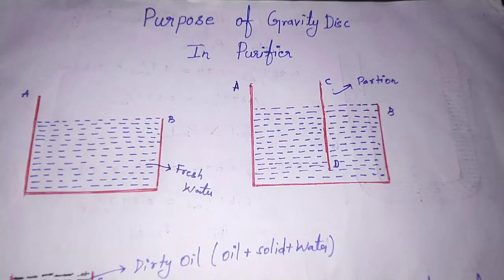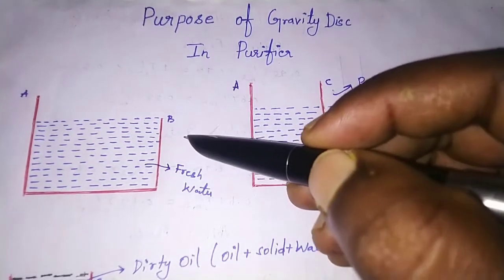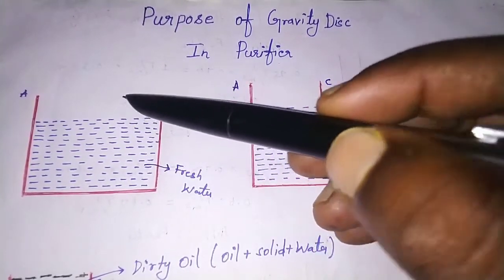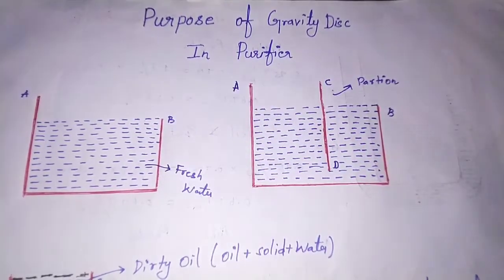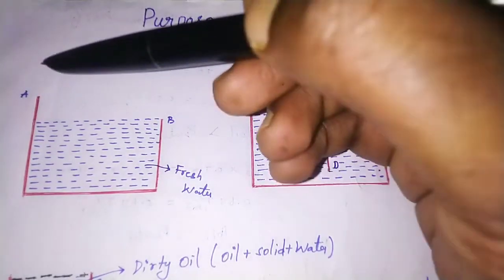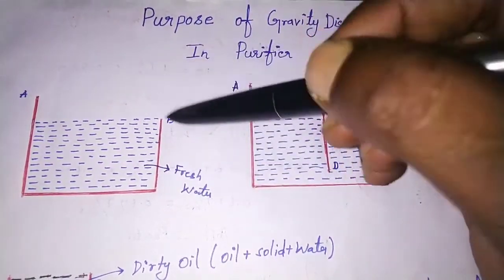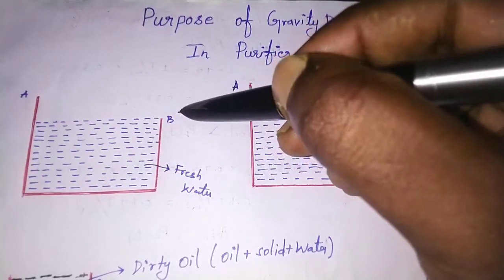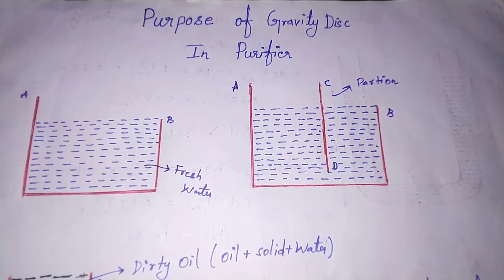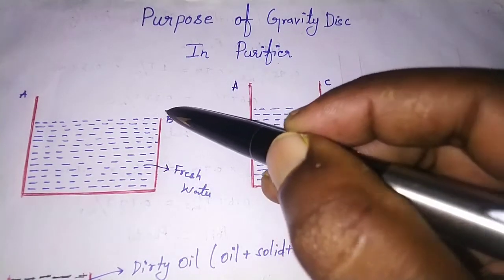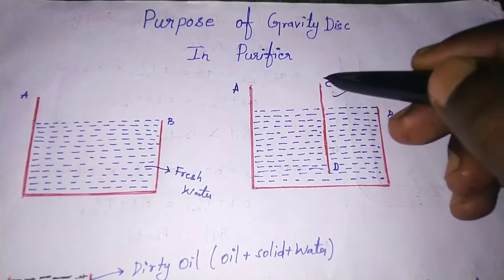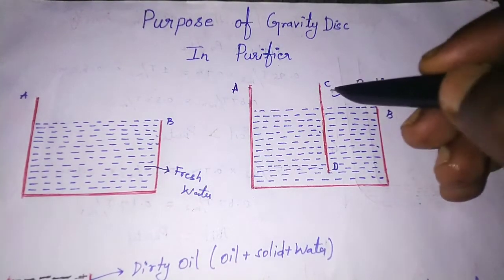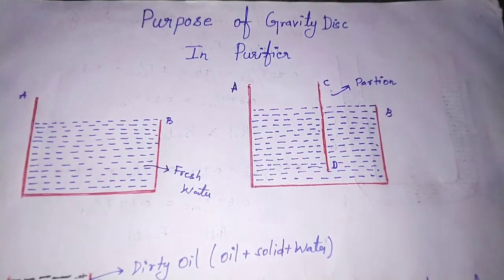So we will see the purpose of the gravity disk by using a settling tank analogy. For that I will take one settling tank with A and B sides. Here you can see the A side is higher than the B side, and I will pass fresh water from the A side, and the fresh water overflows from B. I will stop the supply once the overflow happens at the B side. After that I will attach a partition plate CD in the tank.